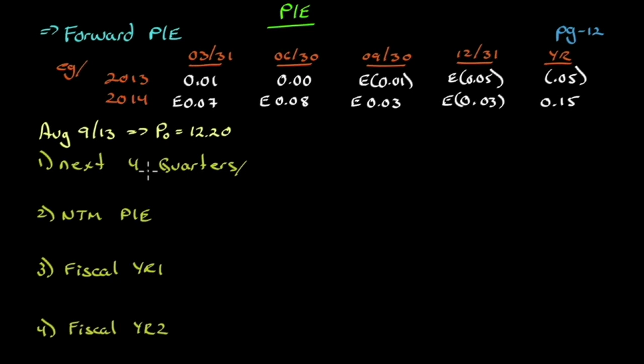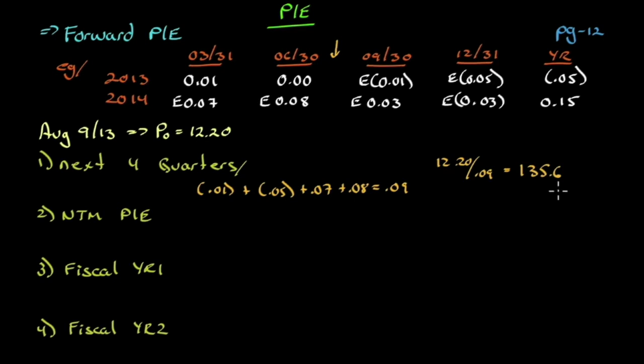Okay, well, if it's August 9th, this is September 30th. That means we're somewhere in here. This is the very next quarter. All we have to do is just look for where the next quarter is. So what is our earnings? Let's calculate that first. Well, we're 0.01 negative, and then we add 0.05 negative. Then we go to 0.07 and 0.08. We will have 0.09. So we take our 12.20 and divide by 0.09. We will have 135.6. That's based on the next 4 quarters.